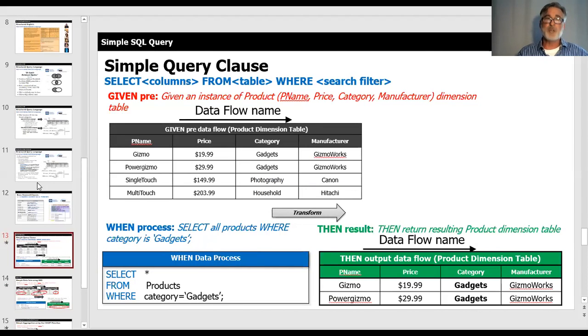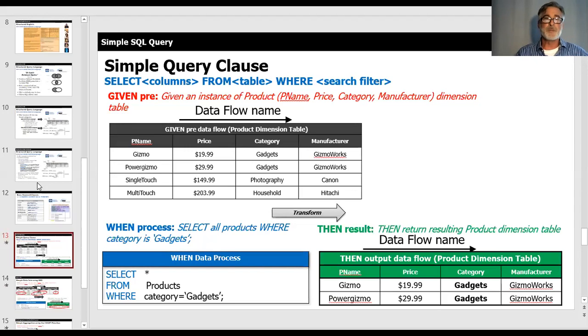Well, in structured English, you might have a precondition and then a trigger. In data, you have an input and a process. That's where it's different. So the "given" in structured English is a precondition. The "given" in structured query language is an input. This is really important. Your "when" in structured English is a trigger, which is your input, and your "when" in structured query language is actually your process. And then both have a result that comes out of that.